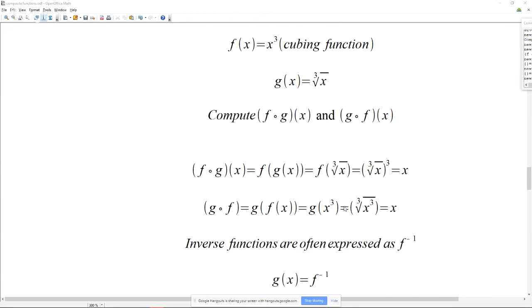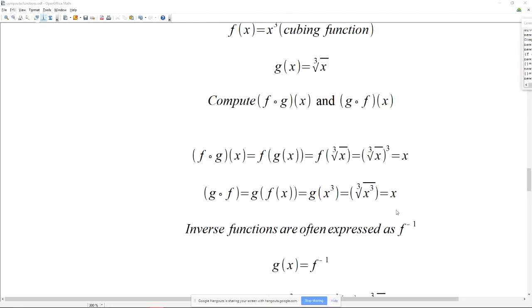I'm just taking f of x, which is x cubed, sticking it in here. So now I take x cubed when I'm taking the g of x of it. Now my function is g. Well, what is my g function? My g function is the cube root of that. So what happens when I take the cube root of x cubed? Again, they go away. I'm left with x.